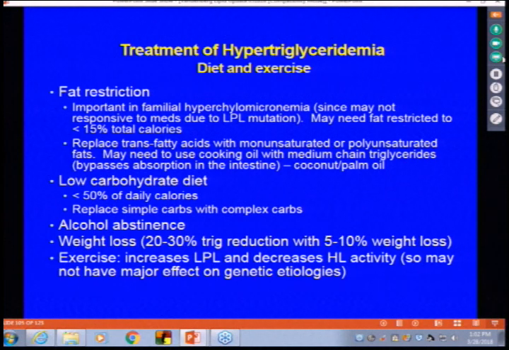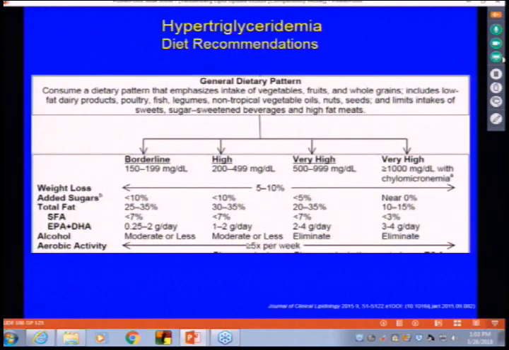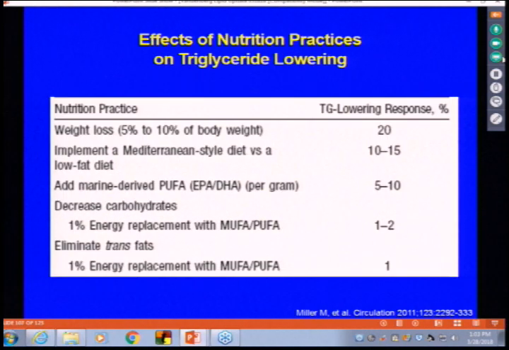First part of treatment is diet and exercise, avoiding fats, avoiding simple carbohydrates, kind of the diabetic diet. And alcohol abstinence, weight loss alone can lower triglycerides. And so when we get into this very high group, near zero added sugar, 10 to 15% fat, avoid alcohol and exercise. That's kind of the standard non-drug first thing to do with hypertriglyceridemia. And that's because it works.